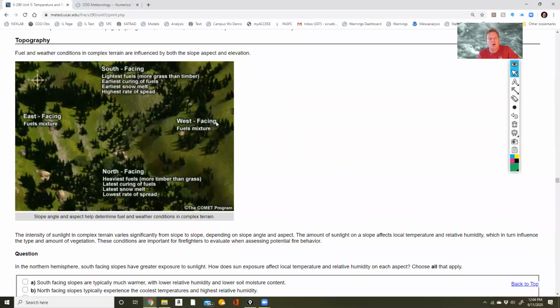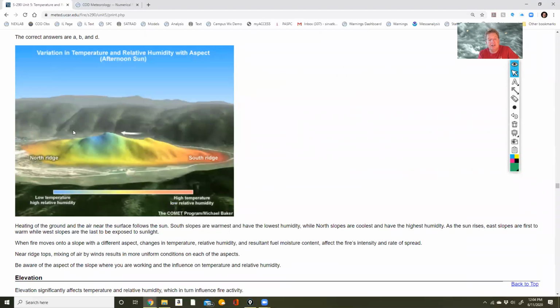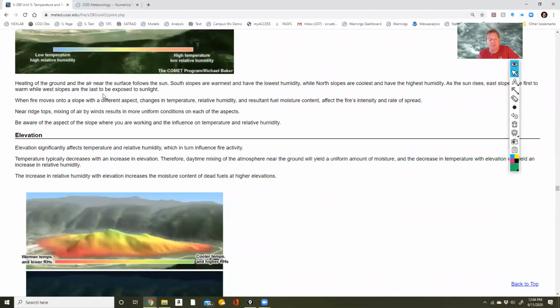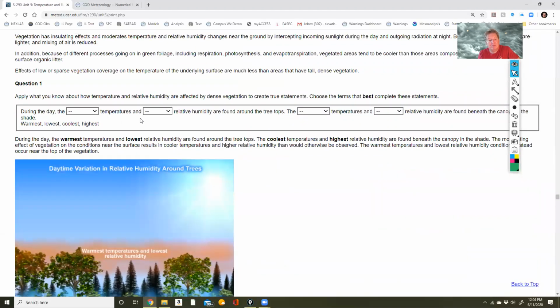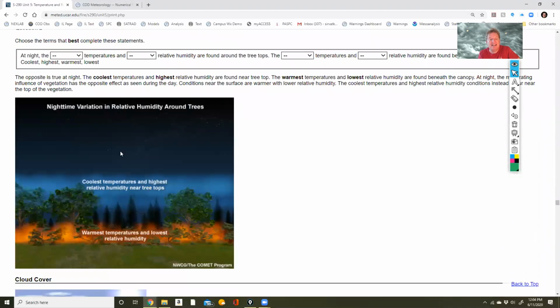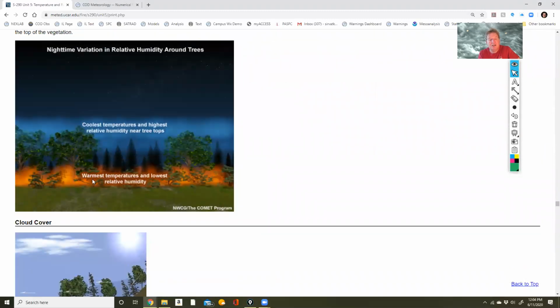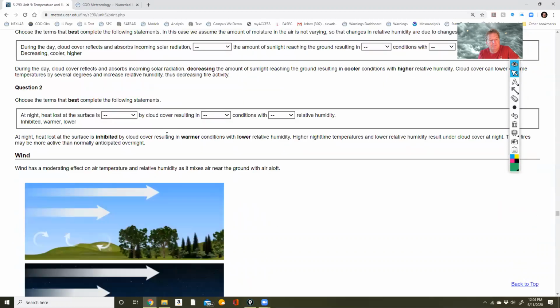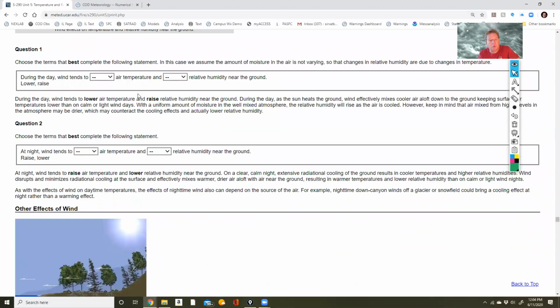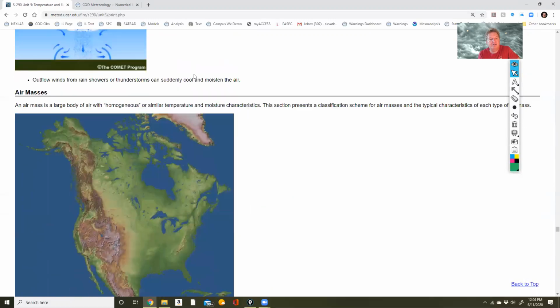Now local effects, we've talked about this in terms of slope aspects, so please take a look through this. It talks about why fire might be different at different times of the day, so read through this. Vegetation, this should make sense to you, okay? The warmest temperatures and the lowest relative humidity at nighttime are at the ground. That's why you stay underneath trees. It'll keep it warmer at night. Wind mixes it up. We'll eventually deal with more of these when we get into fire weather.